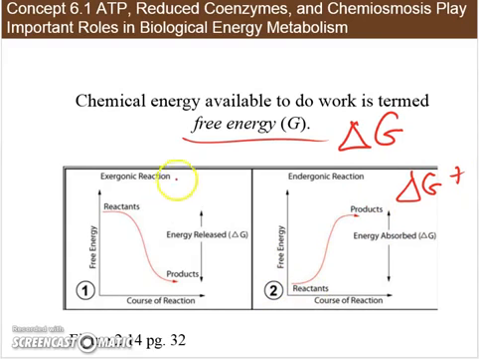And then just the opposite here, our delta G, our change in free energy, is negative because the free energy of our products is lower than that of our reactants.